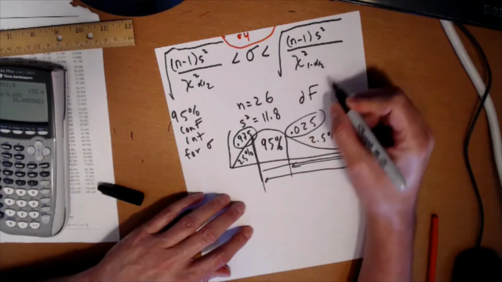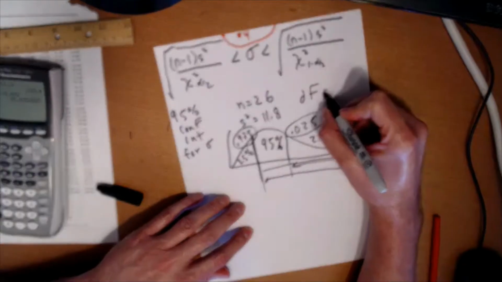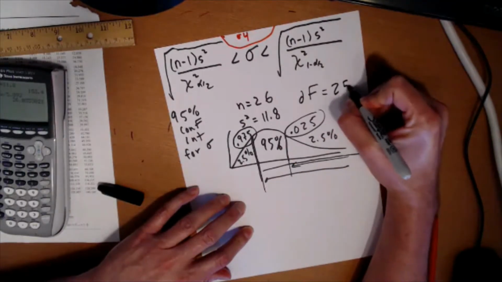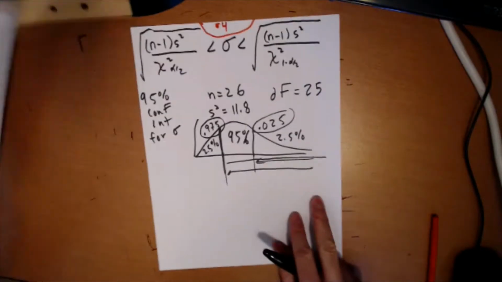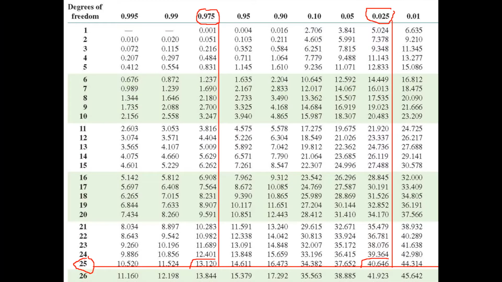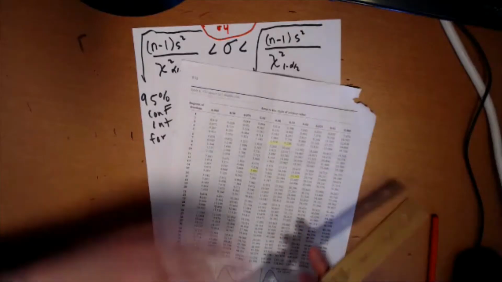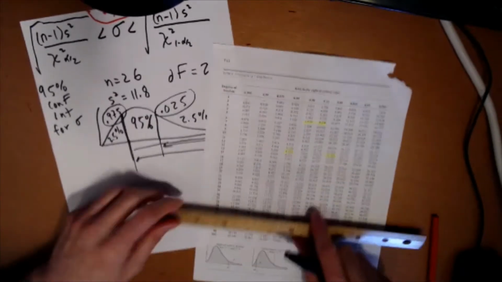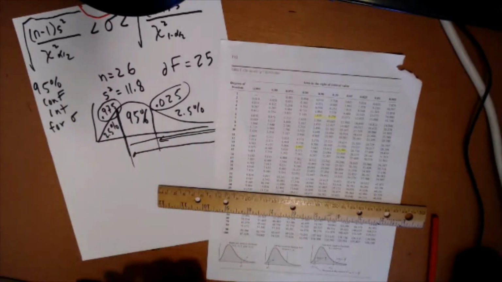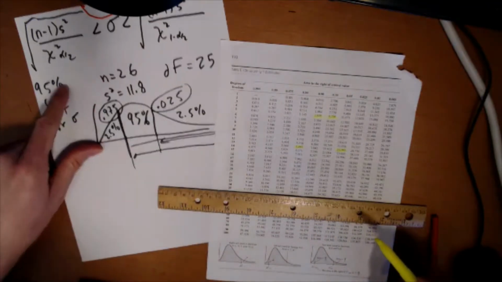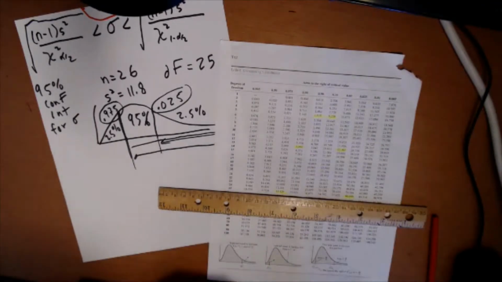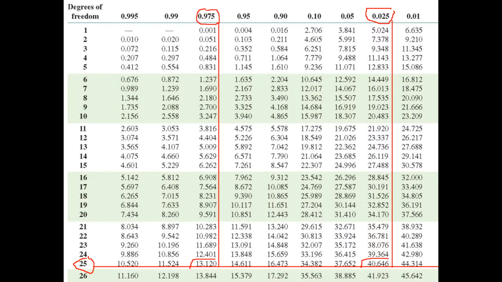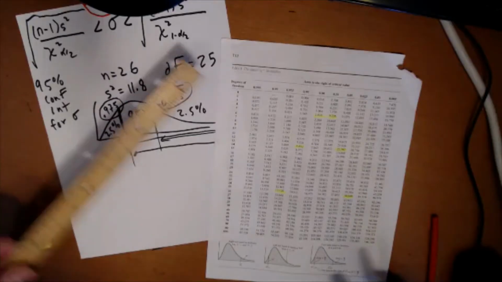And then my degrees of freedom, if n is 26, degrees of freedom is 1 less, n minus 1, so 25. A picture should pop up in a second so you can see what's going on. So we go to DF 25, and we are stuck in row 25, and up top the 0.025, and then the 0.975. So I see 40.646 and 13.120. Okay, 0.025, that looks good.